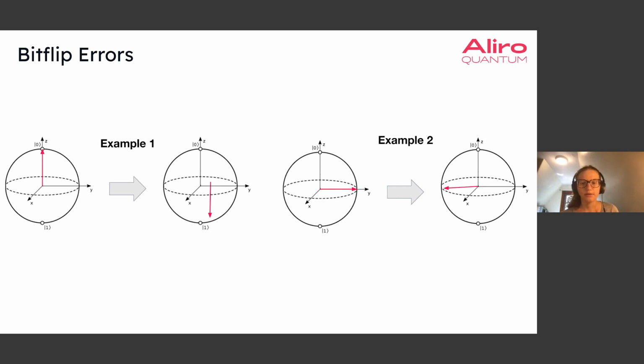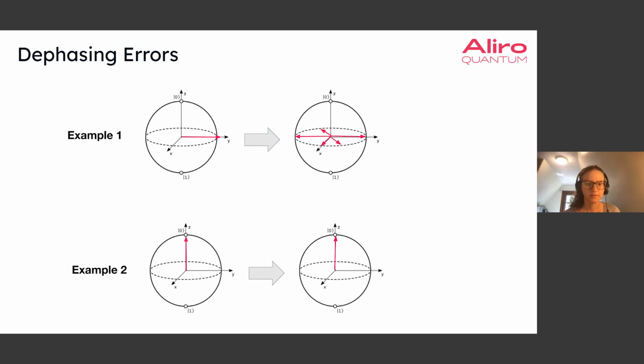Our bit flip error will still correspond to a 180-degree rotation, but it will bring us back along the XY plane, just in a different direction. So our phase will change, but we will still have a 50% chance of measuring 0 and a 50% chance of measuring 1.